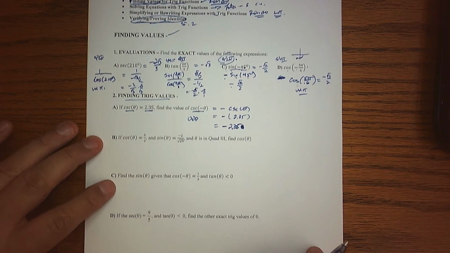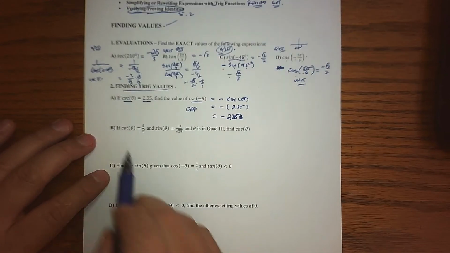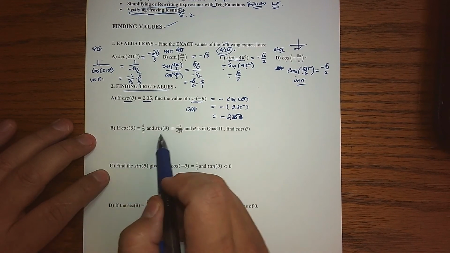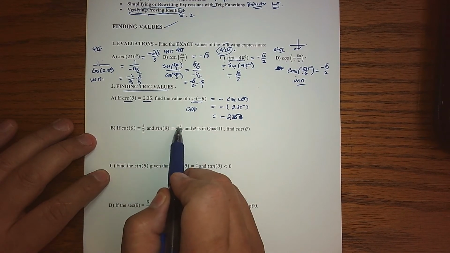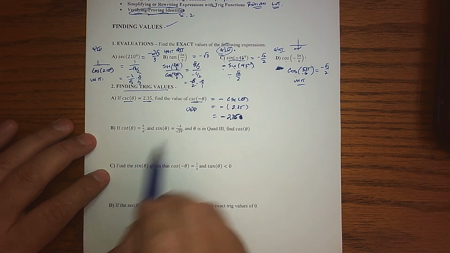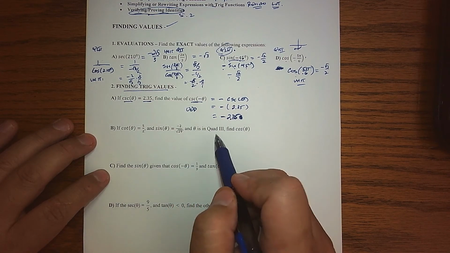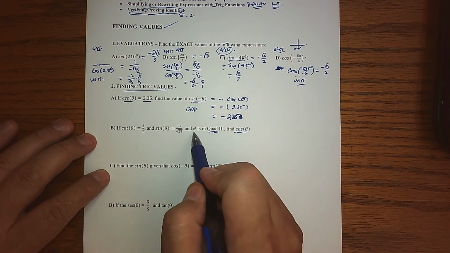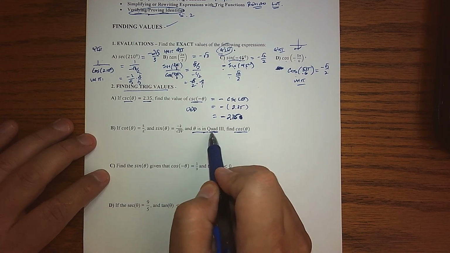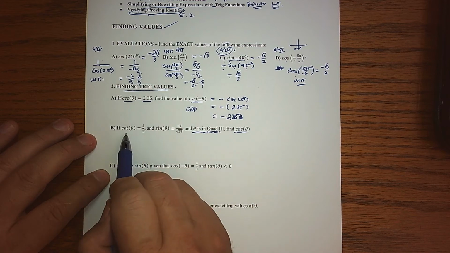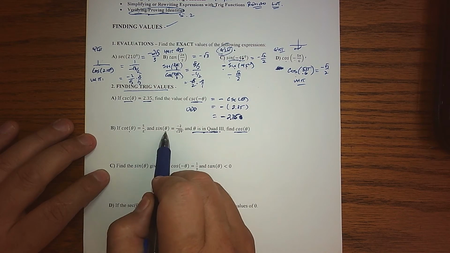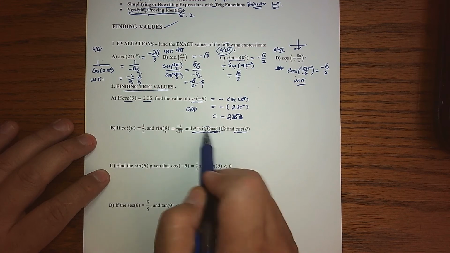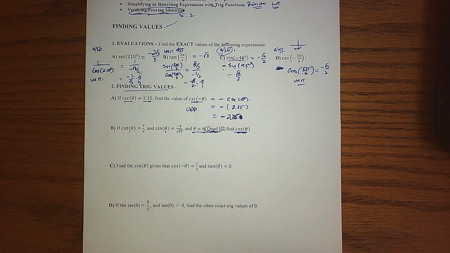Okay, the next one, we're given the cotangent value as 5/2, and we're given that the sine of theta is negative 2 over the square root of 29, and then they're asking us basically to find the cosine of theta. So our theta is in quad number 3, right? Tangent is positive, sine's negative, so those two alone told us they were in quad 3. How do I find the cosine of theta?